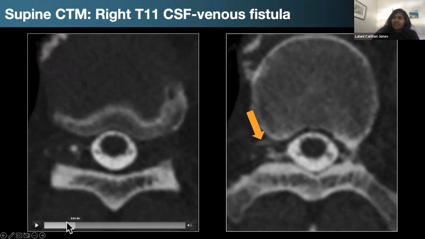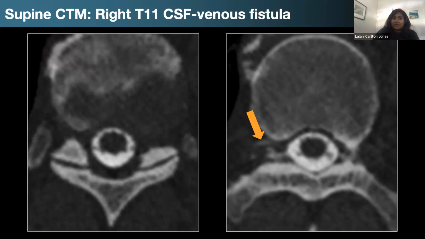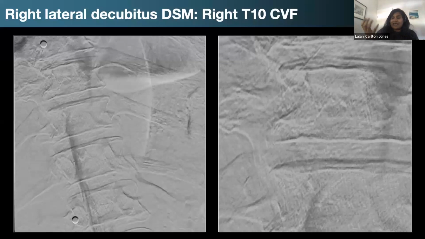So it's just to show you, you can sometimes see it on these cases, but if you're suspecting it, don't do it like this. Do it as a lateral acquisition because you're more likely to expose that nerve root.